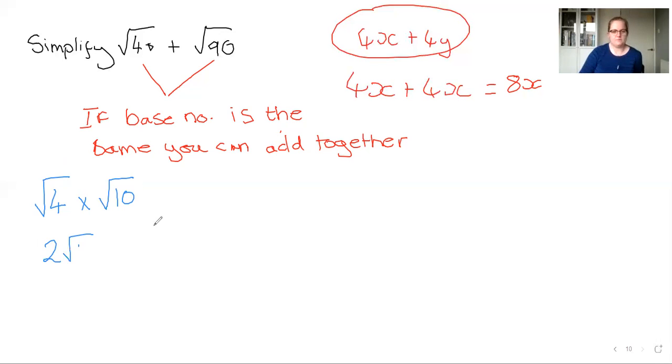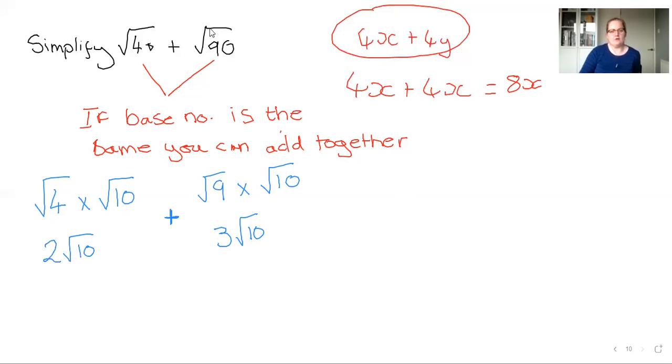I'm going to put my addition sign here, because this is the part now we're going to look at root 90. So root 90, well, again, a square number that goes into 90 is 9. 9 goes into 90 10 times, so we'll do root 9 multiplied by root 10. Can we simplify root 9 down? Yes. We have 3. Root 10, no. So we've got 3 root 10.